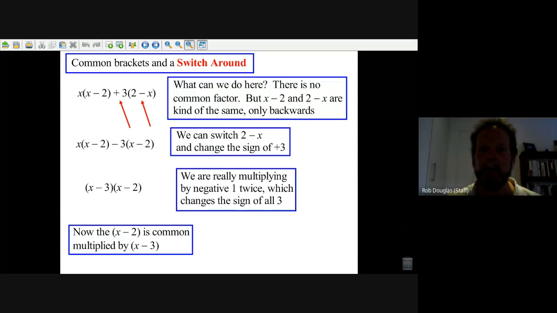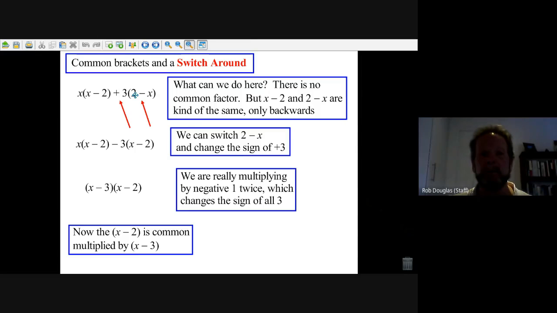Okay, today we're going to look at something called a switch around. You have this x times (x minus 2) plus 3 times (2 minus x), and you're looking for a common factor. These brackets are factors, and they don't look like they're the same, but you can make them the same.